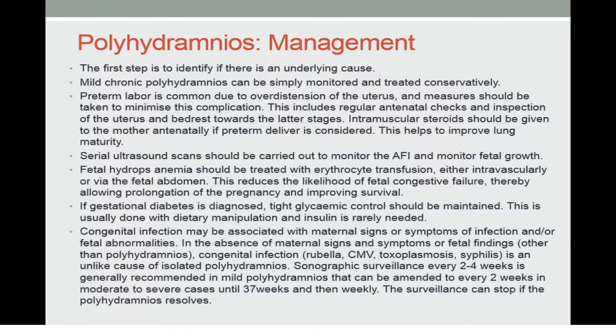Serial ultrasound scans should be carried out to monitor amniotic fluid index and fetal growth. Fetal anemia should be treated with erythrocyte transfusion either intravascularly or via the fetal abdomen. This reduces the likelihood of fetal congestive failure, thereby allowing prolongation of the pregnancy and improving survival. Congenital infection may be associated with maternal signs or symptoms of infection and or fetal abnormalities. In the absence of maternal signs and symptoms or fetal findings other than polyhydramnios, congenital infections such as rubella, cytomegalovirus, toxoplasmosis, syphilis are an unlikely cause of isolated polyhydramnios.